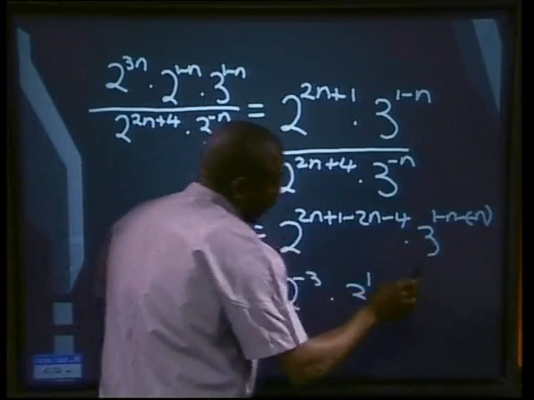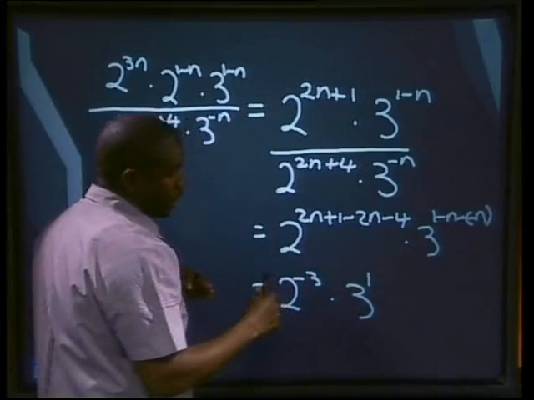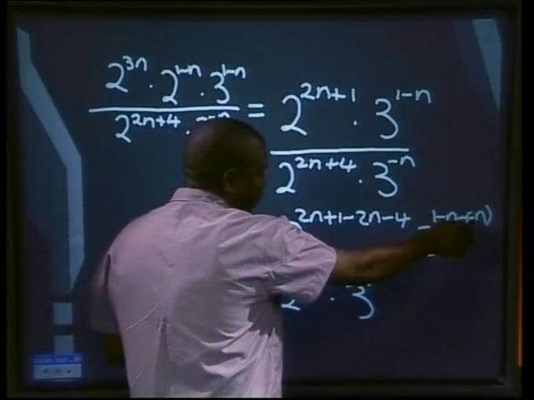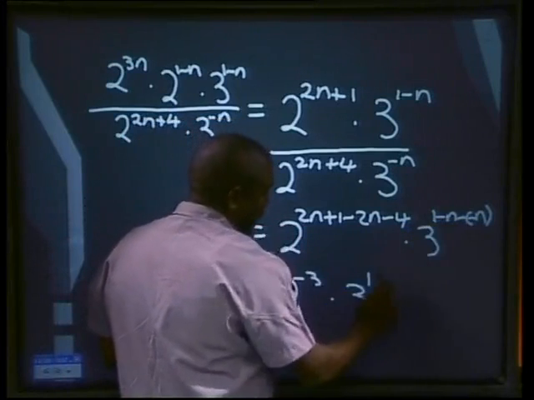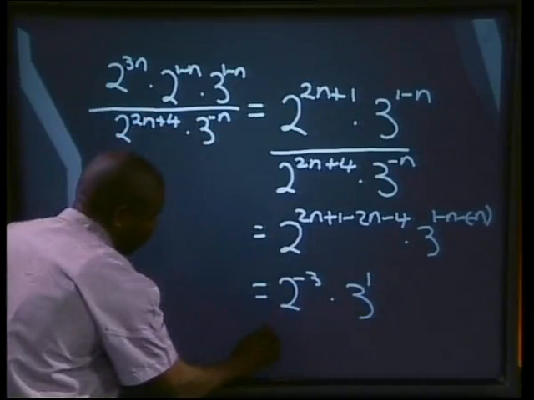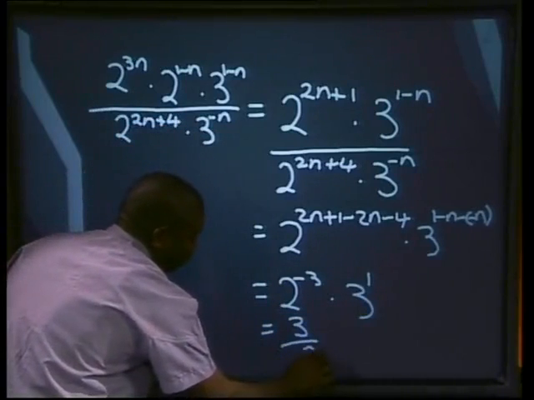Now this is very important, guys. Remember, if you have a negative and a negative together, that will give us a positive. So if we have a negative n plus a positive n, that will give us 0. So we're left with 3 to the power of 1. Our solution here will be 3 over 2 to the power of 3.